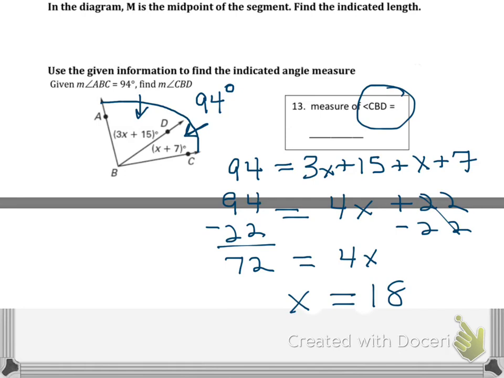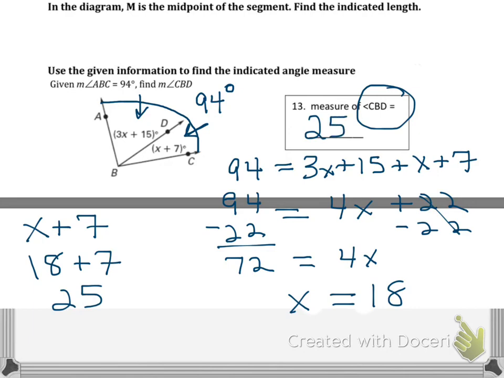So if I know that angle CBD is going to be x plus 7, and I just found x is 18, then angle CBD must be 18 plus 7, which is 25, and that's what I put for my answer. Okay, so this is the end of the first video on the page 1.